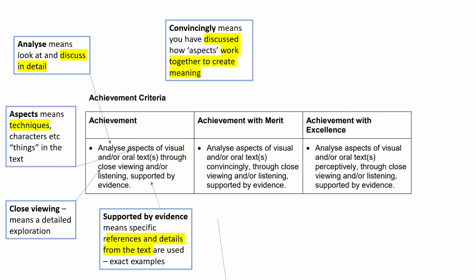If you are aiming for a merit grade, you'll need to do the same as you did for an achieved, but you need to talk about how those aspects, which are the film techniques, are working together to create meaning. So how the use of close-up is also accompanied by the use of soundtrack, for example, and how that helps to build your understanding of Andy's character, for example.